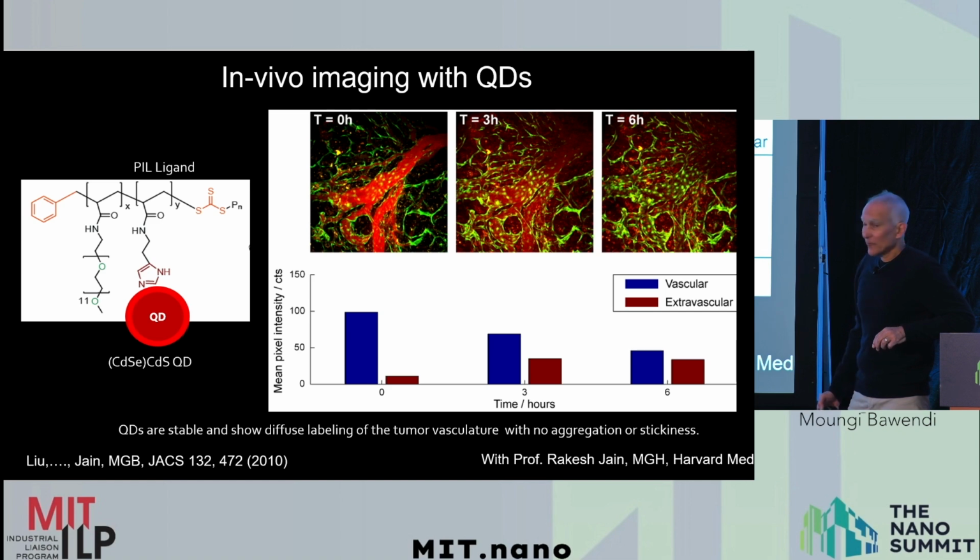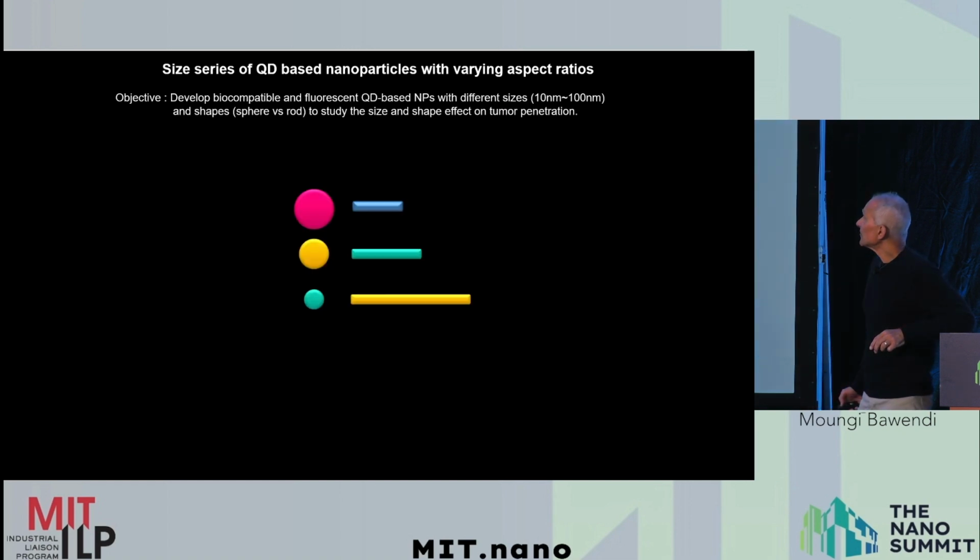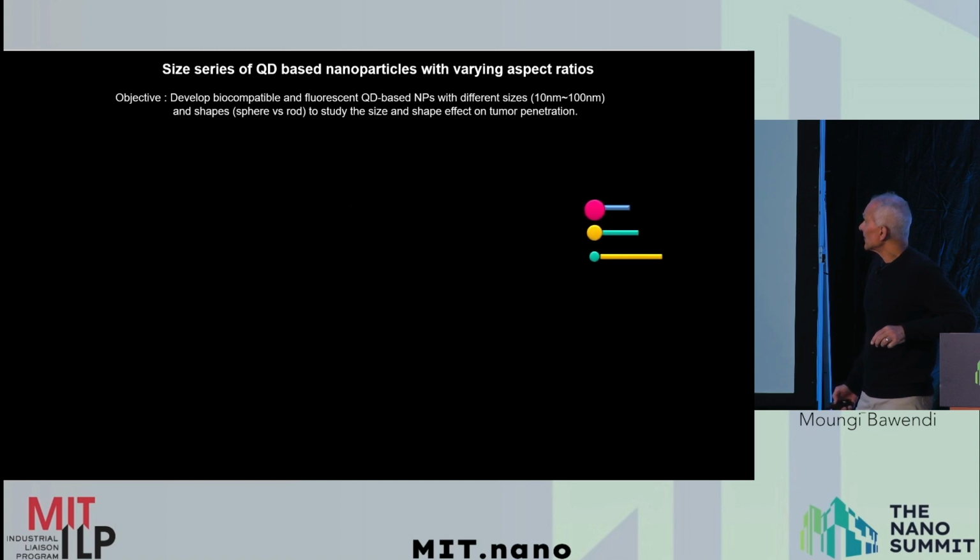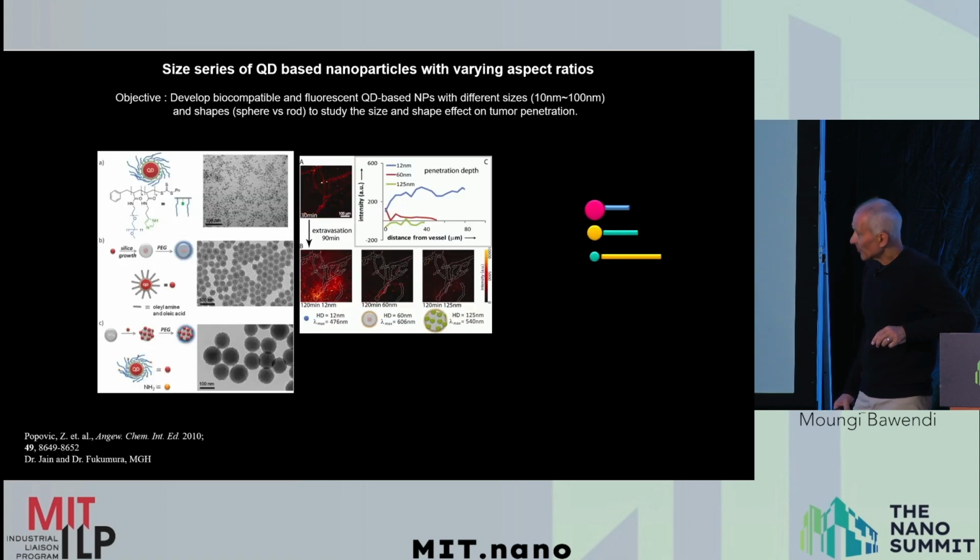And so we worked very hard to make them as small as possible. And also we worked hard to understand the effect of shape. This was work done with Rakesh Jain at MGH. So we looked at different sizes. This is in a tumor microenvironment, going from 12 nanometers to 125 nanometers in size. And you look at the penetration depth as the distance from the vessel.